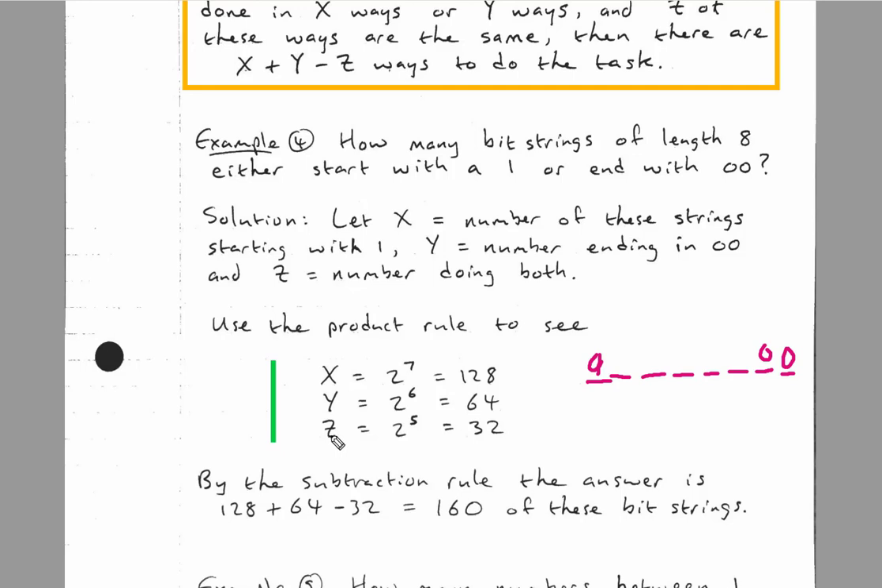And for Z, how many bit strings start with a 1 and end in 0, 0? So now this is a 1, and these are 2 zeros, so we only have 5 choices. So 2 possible bits here, times 2 times 2. So Z is 2 to the 5.